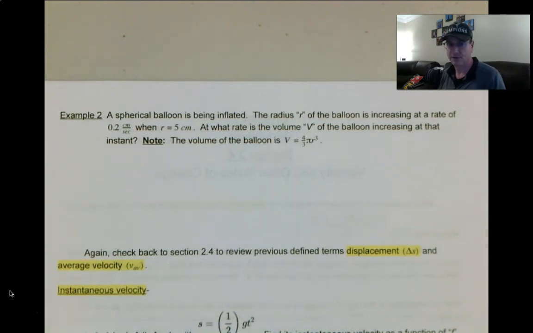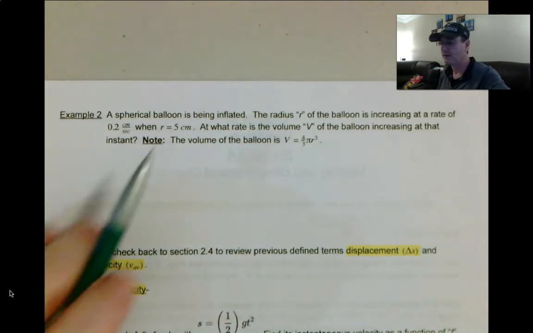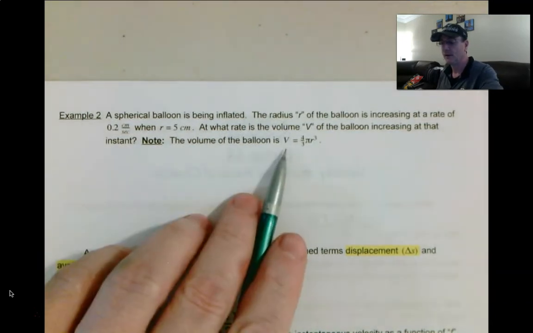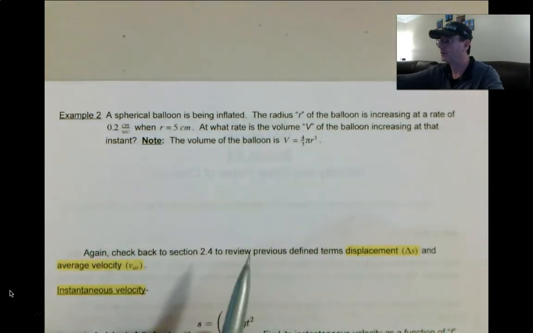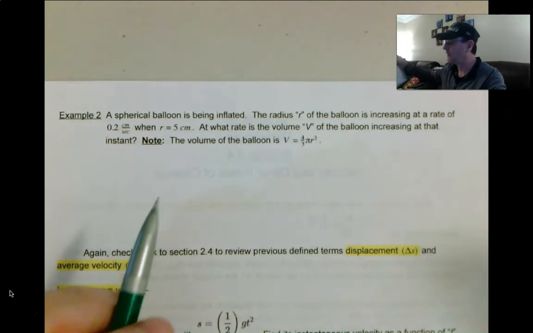Now that rate of change is probably going to change depending on what the radius is. The bigger the balloon gets, the slower it's going to be expanding, because the rubber is getting stretched more on the balloon. It's harder to expand it even further. So that rate varies depending on the radius. When the radius is 5 centimeters, this is what the exact rate of change is. At what rate is the volume of the balloon increasing at that instant? We need to know the volume formula is 4/3 pi r cubed in order to do this problem.